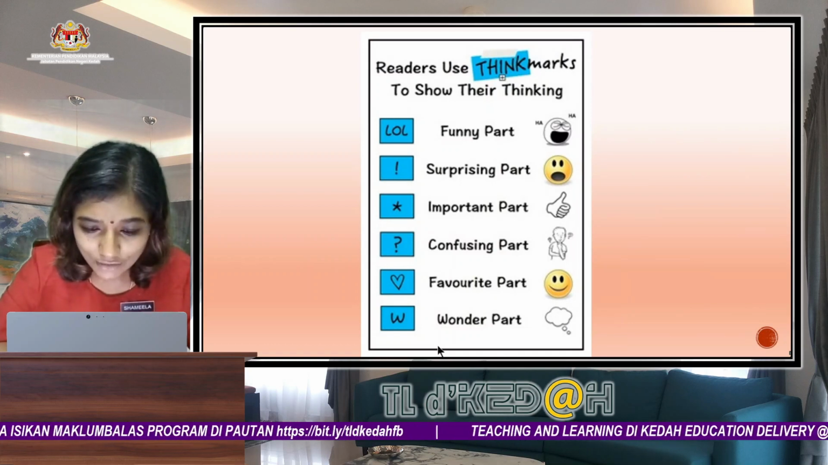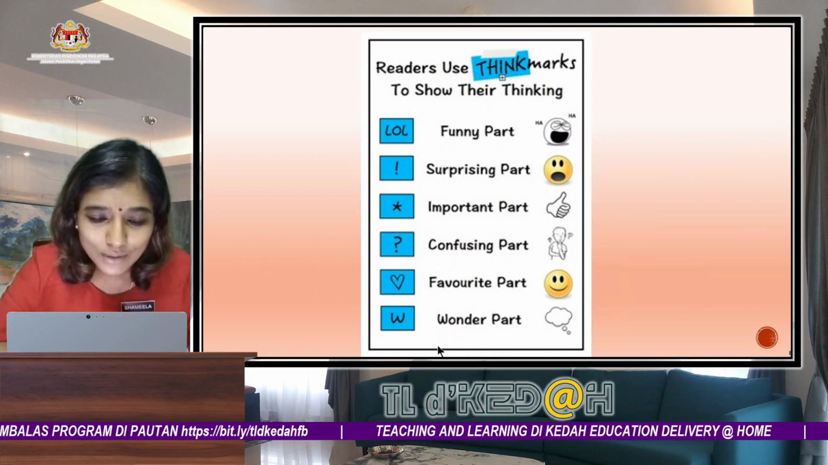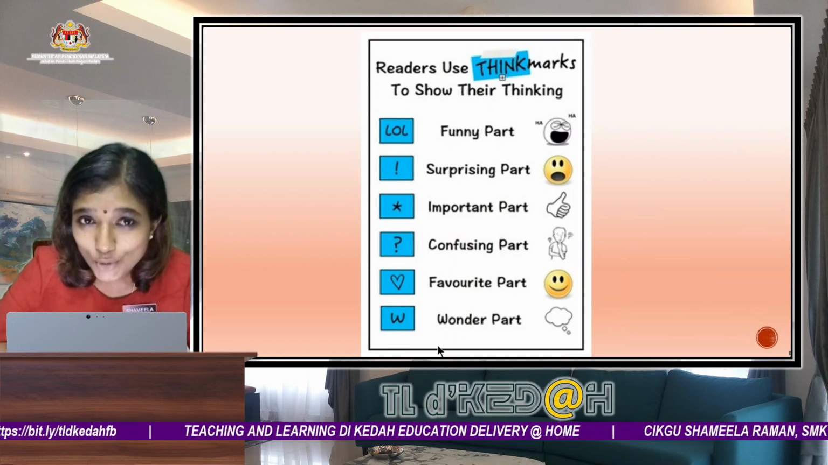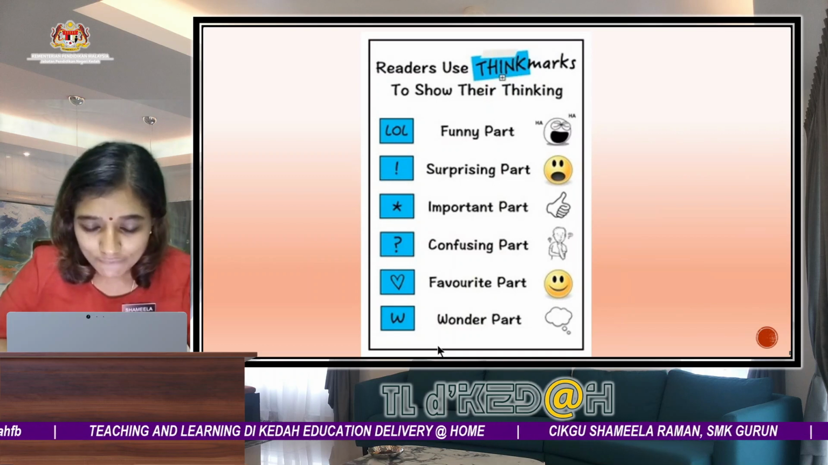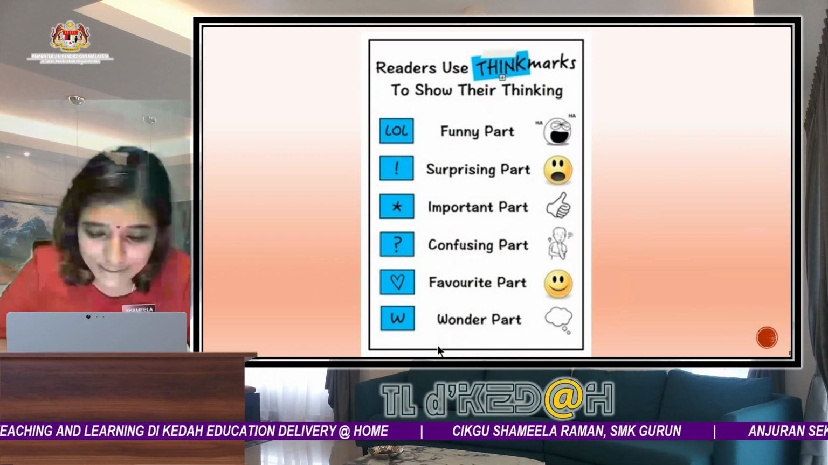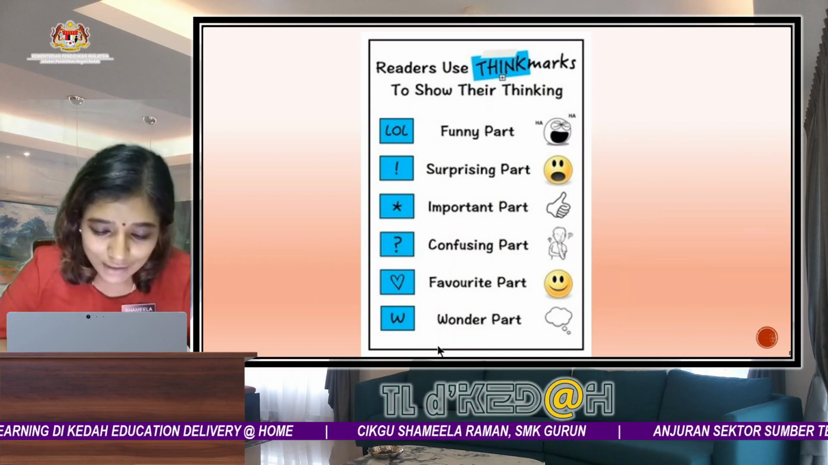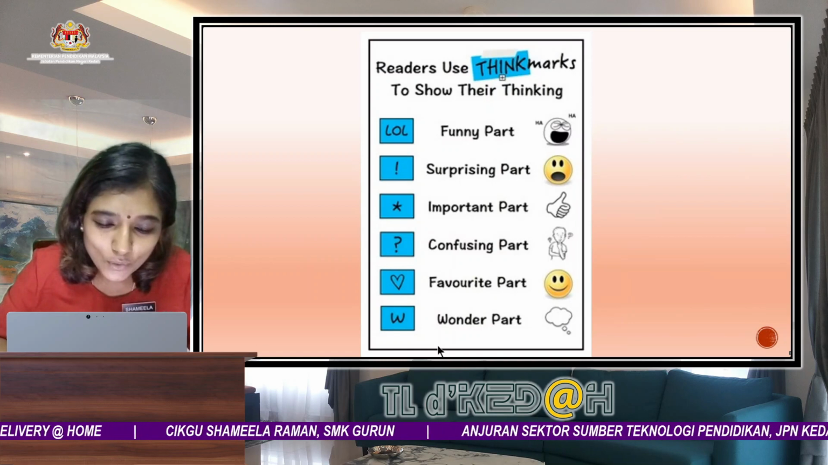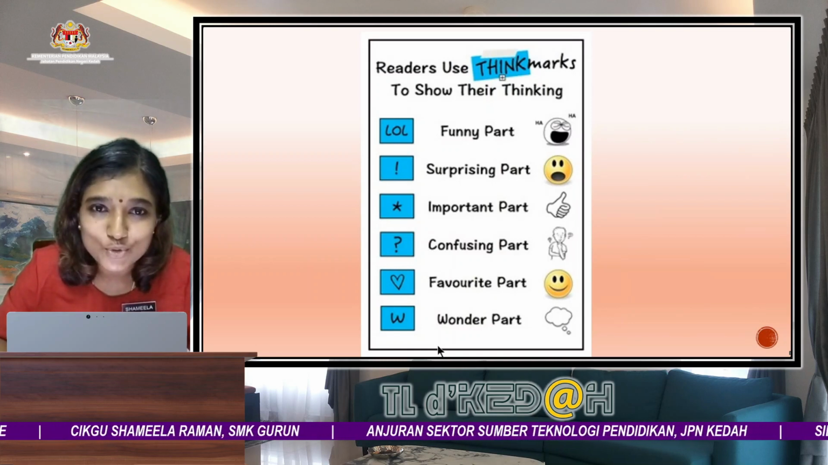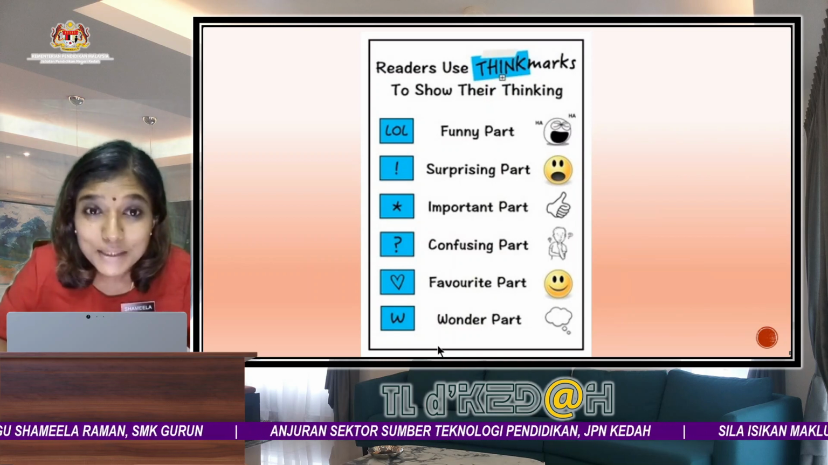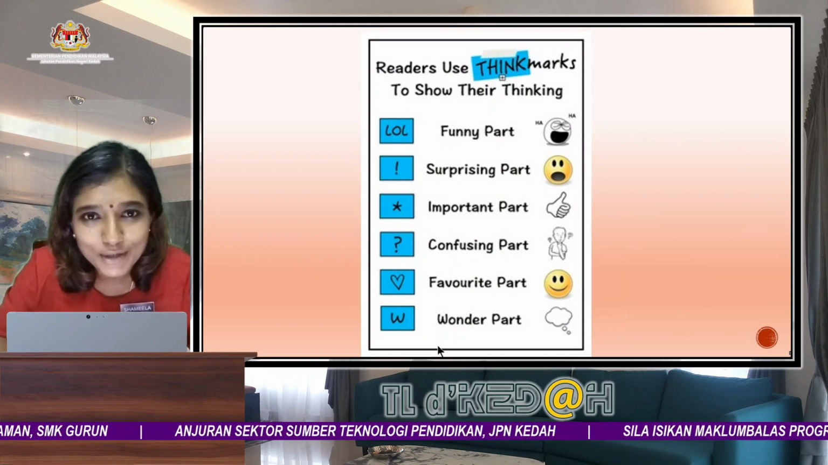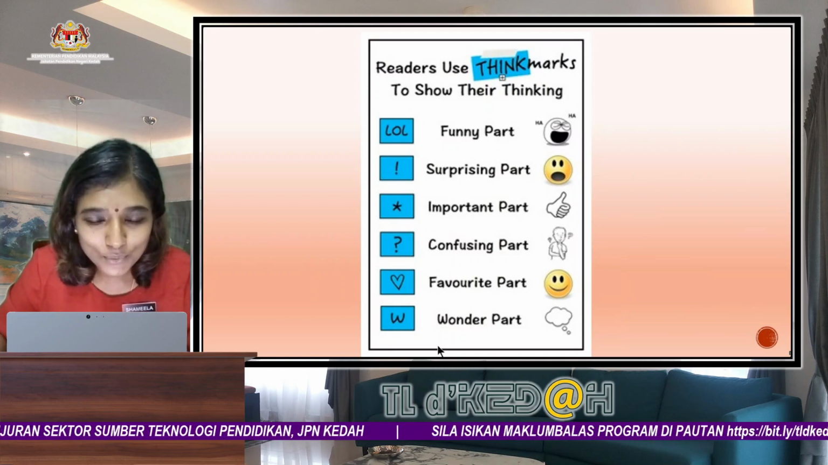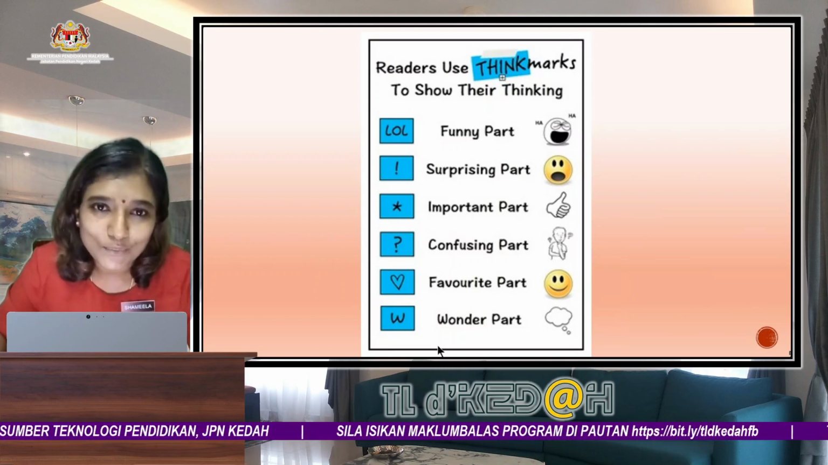Okay, so if you find something funny, you can use LOL, laughing out loud, to indicate you enjoyed that part. Next we have surprising, important, question mark for confusing, and so on. So it's up to you. I would suggest you don't go beyond 10 or 12 symbols. Keep it simple so that you remember why you put it there in the first place. Okay, so you can create your own or use this, apply in your reading now.